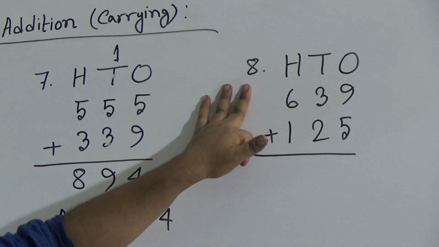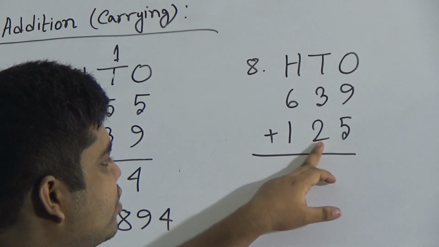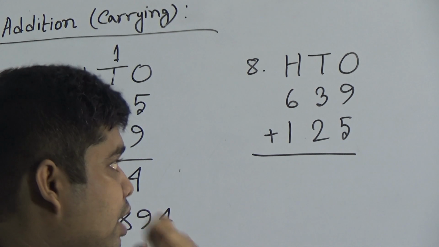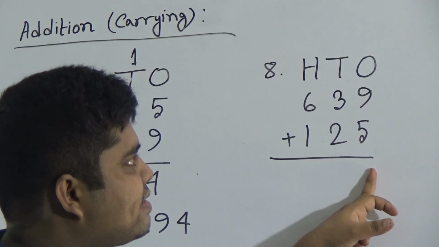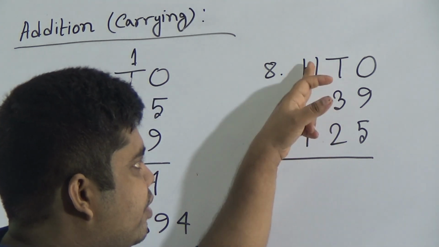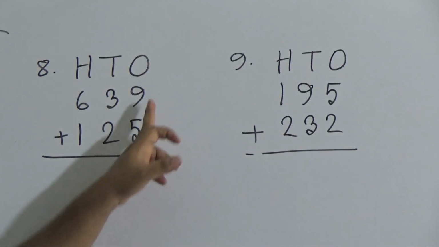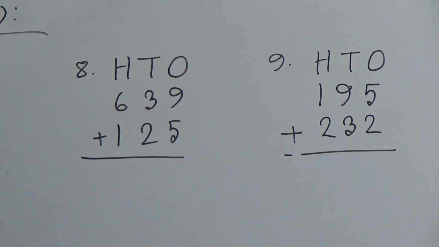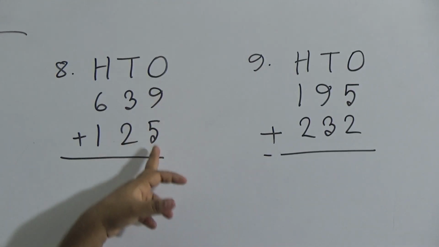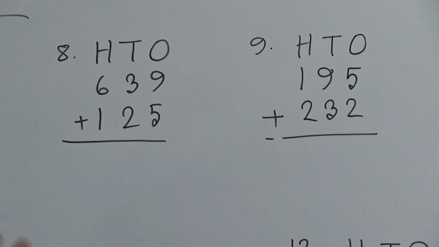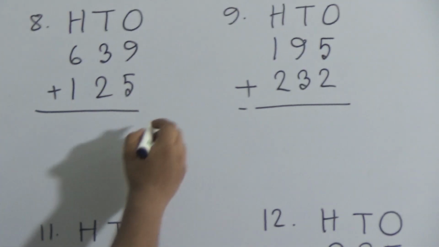Next we shall solve question number 8. Here 639 plus 125. Similar to question number 7, we shall solve question number 8. First of all we add the ones place digits, then we add the tens place digit, then we add the 100 place digit. So first of all we add the ones place digit. Here 9 and 5. My dear students, please notice this number also has 5 and 9. So just like this we add 9 with 5. If we add 9 with 5, then we get 9, 10, 11, 12, 13, 14. So we get 14.